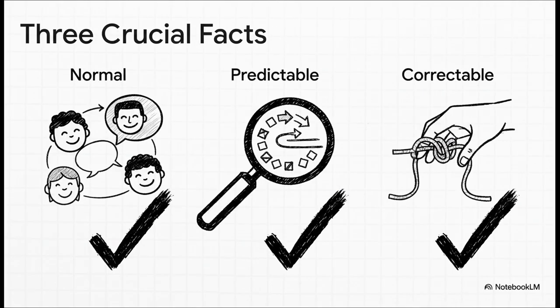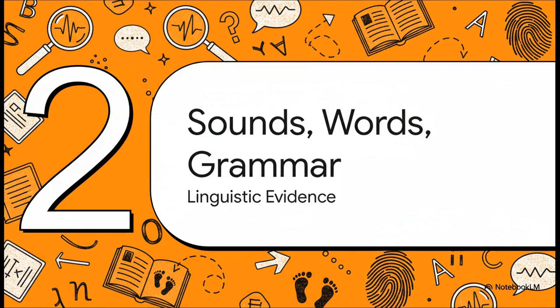And this leads us to three truths that are absolutely crucial for every teacher to understand. One, interference is normal. Two, it's predictable. And three, it's correctable. The goal isn't to punish these errors, but to see them for what they are, clues, and then guide the student with real understanding.